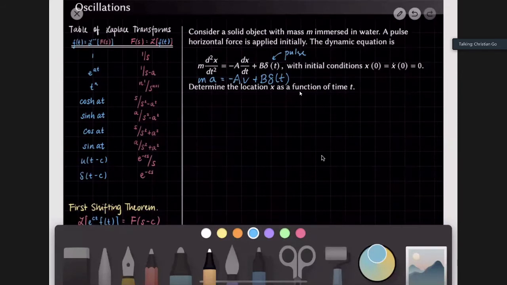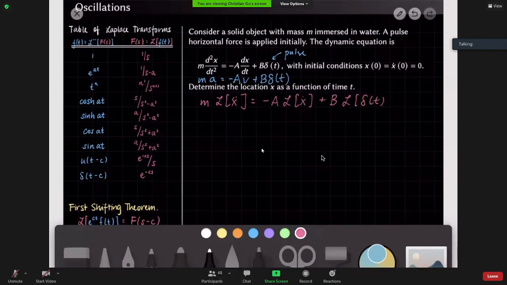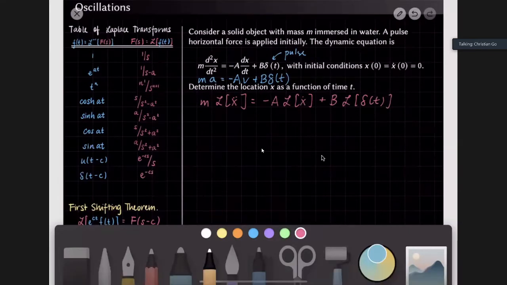Okay, so how do I solve a differential equation where the Dirac delta shows up? I just take the Laplace of both sides. So I'm going to take the Laplace transform of m x double dot is equal to minus a x dot plus b delta. Oh, I can factor out my m already because it's constant, right? m L of x double dot is equal to minus a L of x dot plus b L of the Dirac delta. Term by term, this is going to be m s squared L of x. All of my initial conditions are zero, so I don't have any other terms.